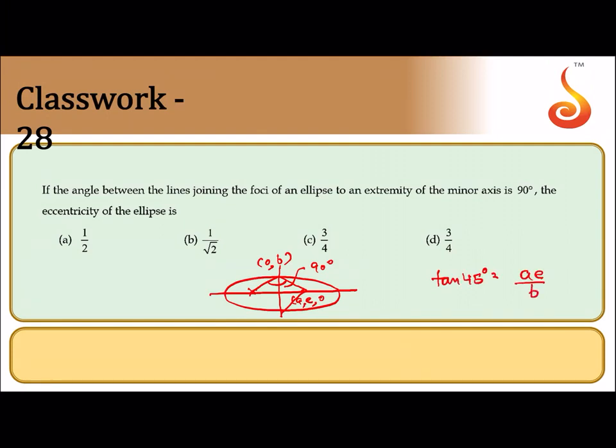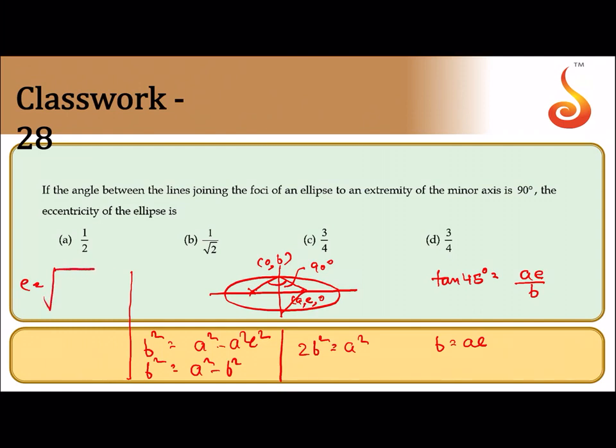So tan 45 is equal to ae by b. tan 45 is 1. So b equal to ae. We know that b square is equal to a square minus a square e square. So a square e square is equal to b square. So b square is equal to a square minus b square, or 2b square is equal to a square.